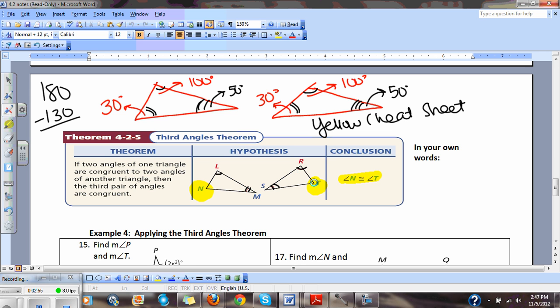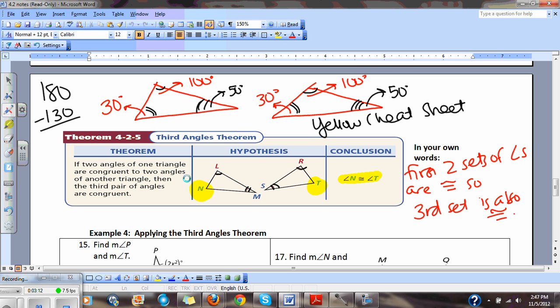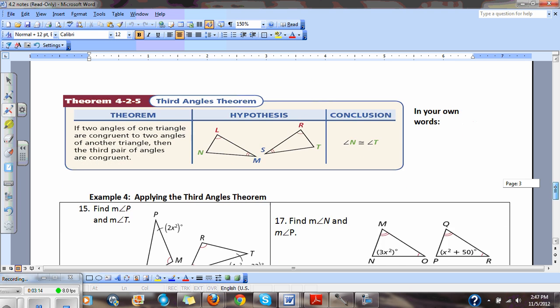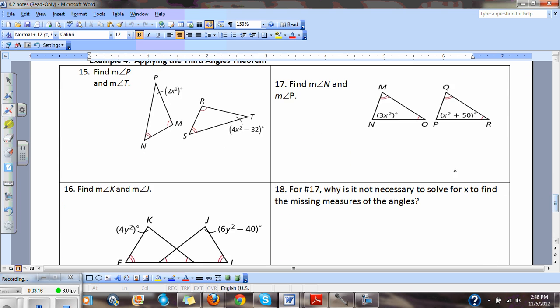So in our own words, if I could put that in my own words, I would say the first two sets of angles are congruent. So the third set is also congruent. Okay, so how can we use that? So how can we apply this?